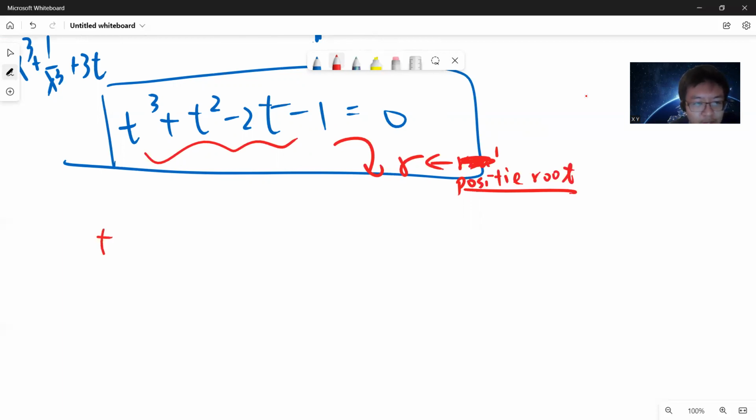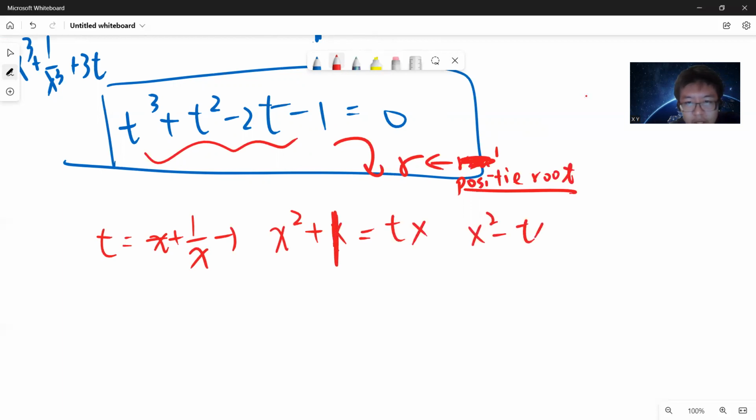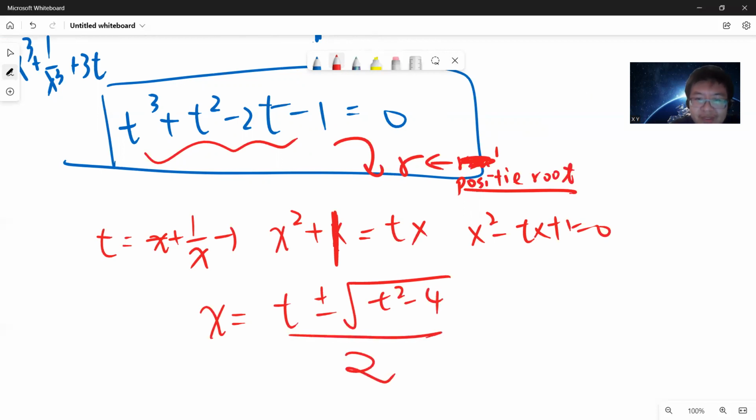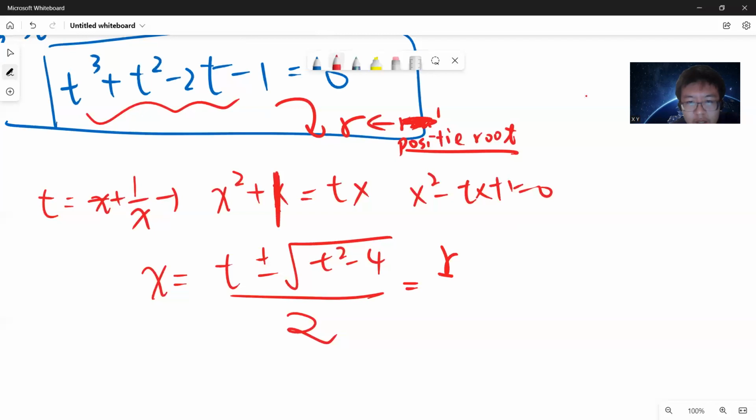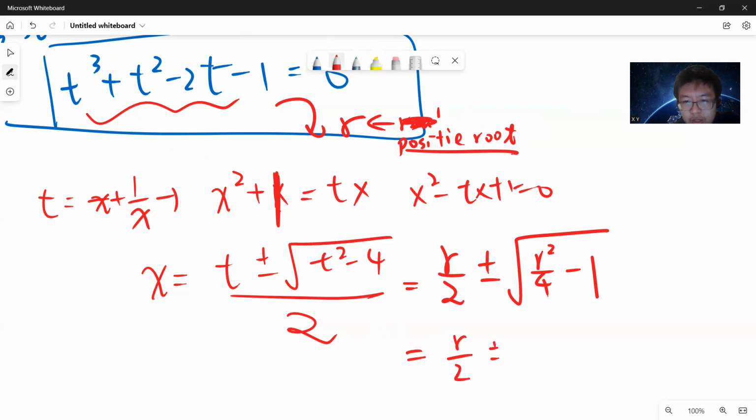So we have t equals x plus 1 over x. So we get x squared plus 1 equals tx. So x squared minus tx plus 1 is 0. So we have x equals (t plus or minus the square root of t squared minus 4) divided by 2. Let's denote t by r, so x is r plus or minus the square root of r squared minus 4, divided by 2. You can check that r should be less than 2, so this root should be written with i, divided by 2.